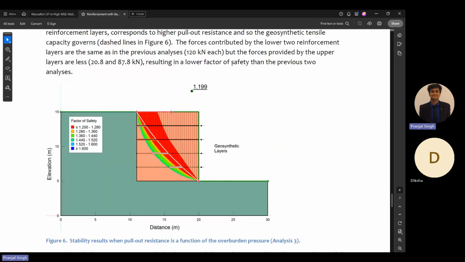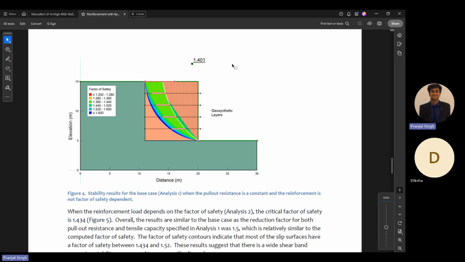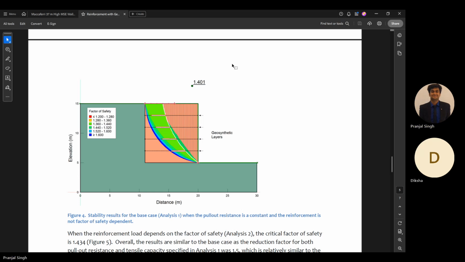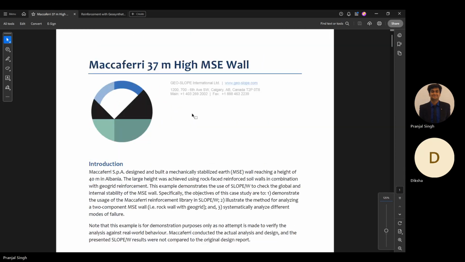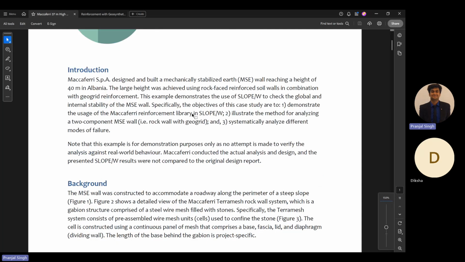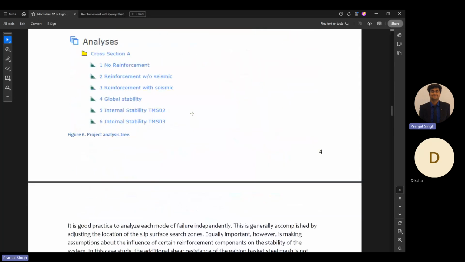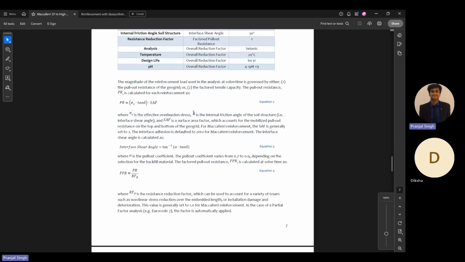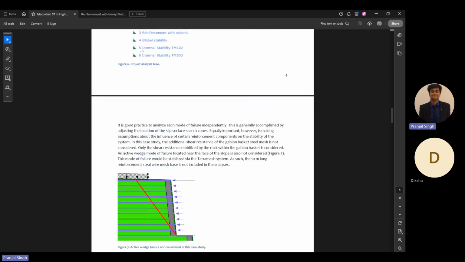Now, I would like you to give it a try. This question, this part, has been already uploaded. And there is another problem which has been discussed, for a 37-meter high MSE wall. It's a practical case, and some images are also given. So also go through it. This is a long document, so it will take some time. At about 8:10 p.m. we'll discuss this part also.